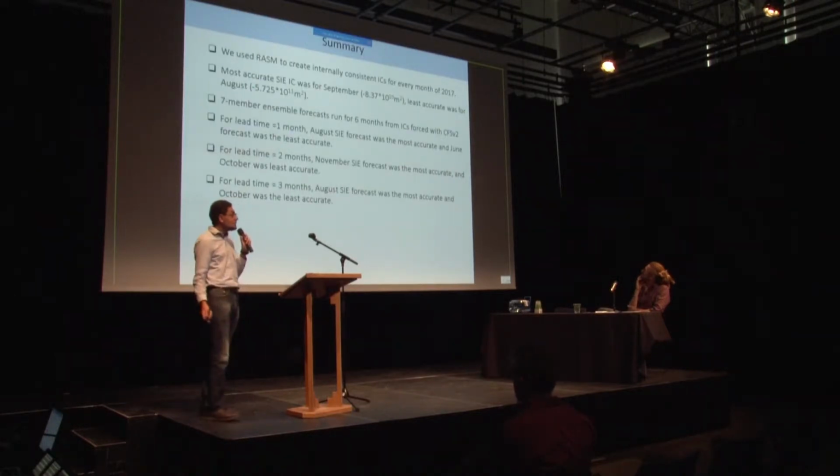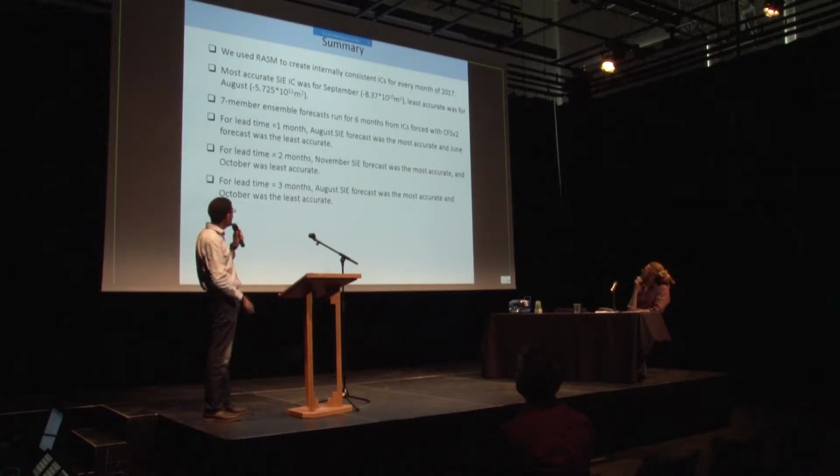So, summary of the talk: we have consistently used RASM to forecast every month of 2017 with lead time from 1 month to 3 months. We also forecasted September with lead time of 4 and 5 months. We had 7 ensemble members, and each one of them ran for 6 months from initialization date, forced with CFS V2 for lead time equal 1 month.